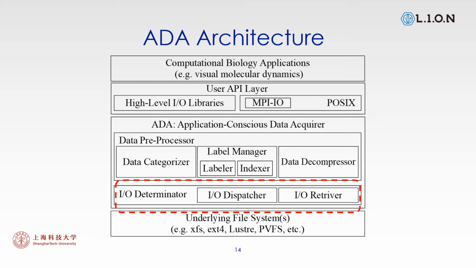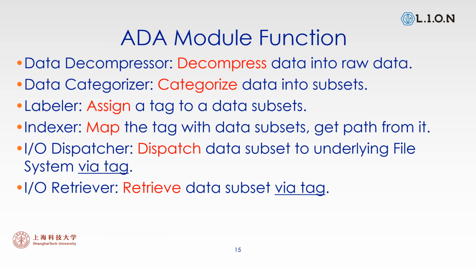In the I/O determinator, the I/O dispatcher dispatches data subsets to the underlying file system via tag. The I/O retriever retrieves data subsets via tag. Here is a summary of each module's function.